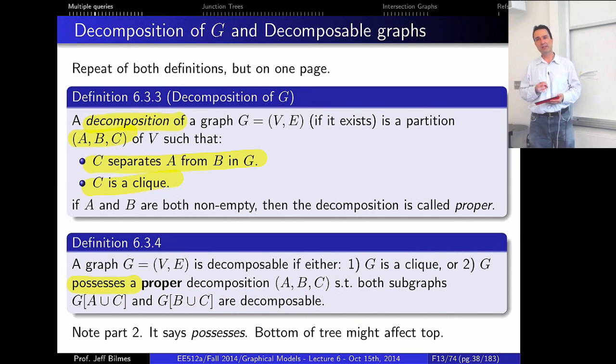And so what this means is that there's a relationship, like the decomposition sort of depends on the whole tree. Certain things that happen at the bottom might affect what we're allowed to do or not allowed to do at the top if we were to look at the relationships. But it's really a recursive top-down definition.